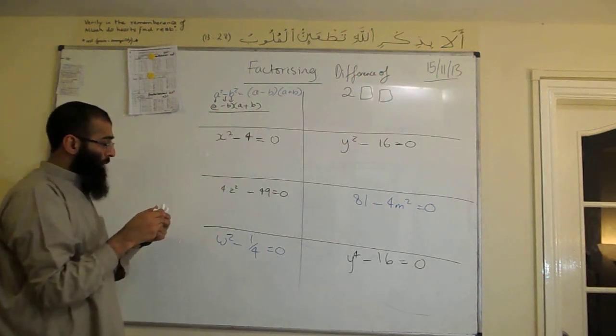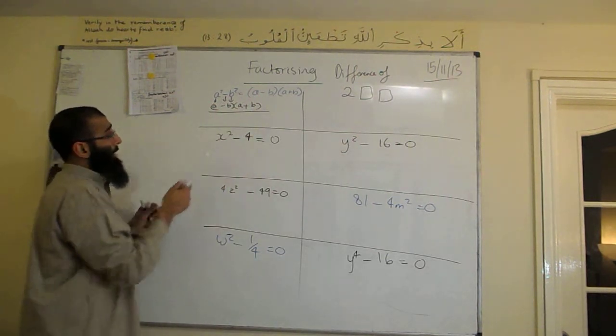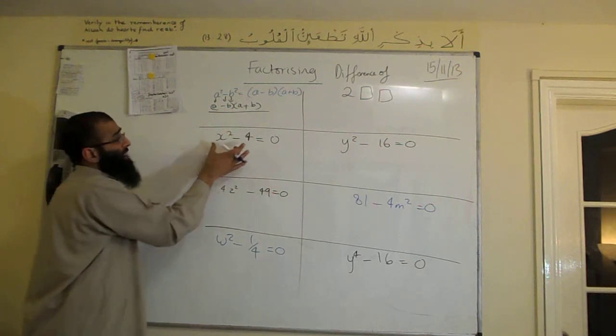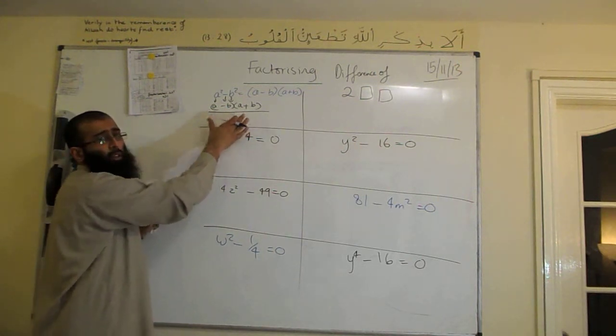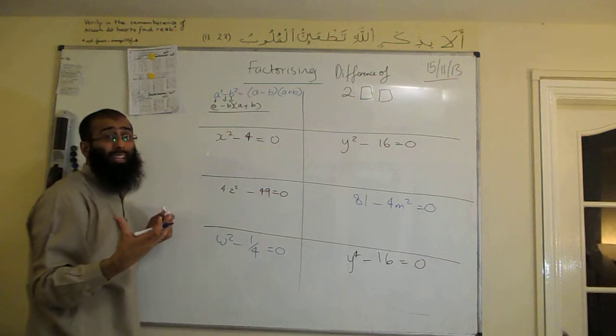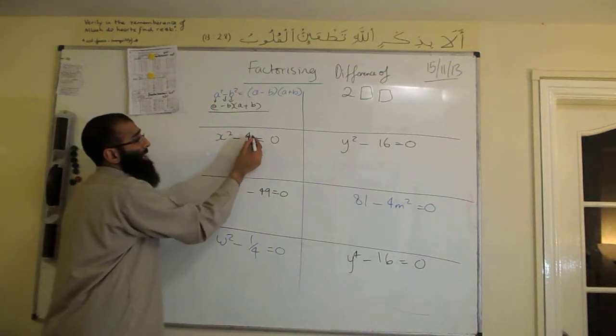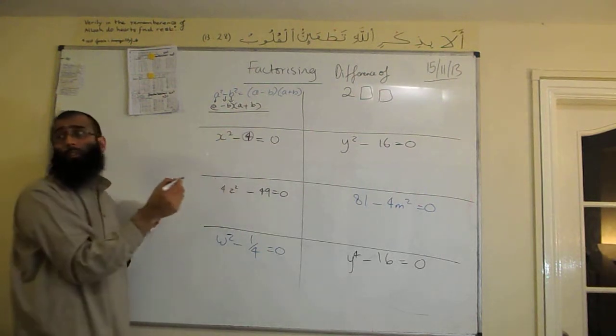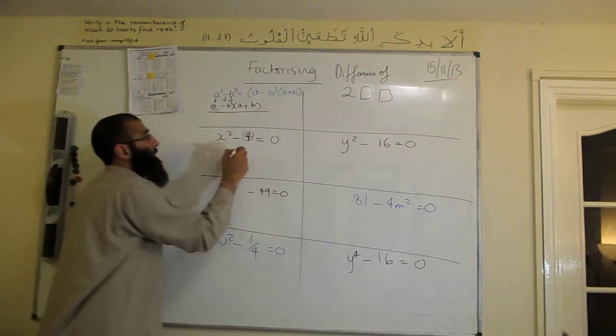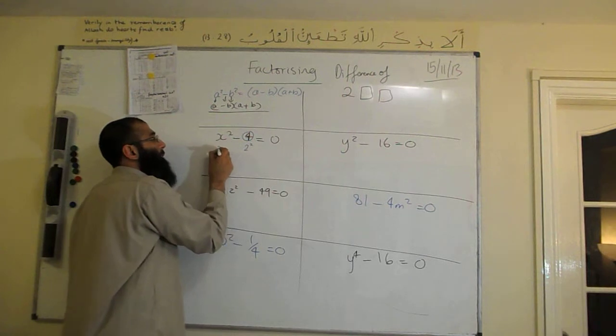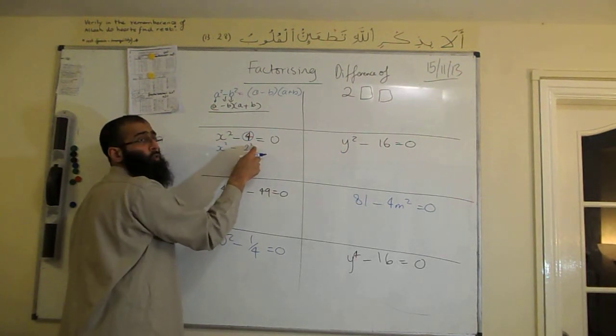So let's look at question number 1. X squared minus 4. If you had to factorize this to make it look like that, you couldn't ever do it yourself just by thinking about it. It would be the whole weekend. So we have to think of this number 4 as what? What square number is number 4? 2 squared. So it becomes x squared minus 2 squared.